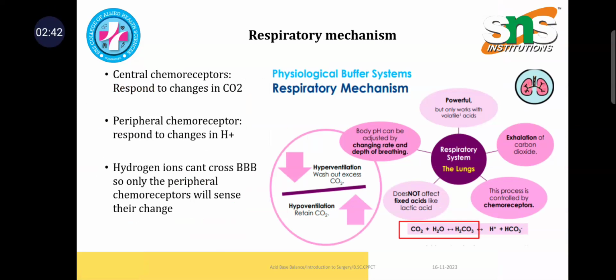Through the respiratory mechanism, we will see how the lungs protect us in acid-base balance. This process helps by elimination of carbon dioxide and intake of oxygen, which makes a change in the H+ ions. Peripheral chemoreceptors act more prominently than central chemoreceptors. Why? Because the hydrogen ions cannot cross the blood-brain barrier.